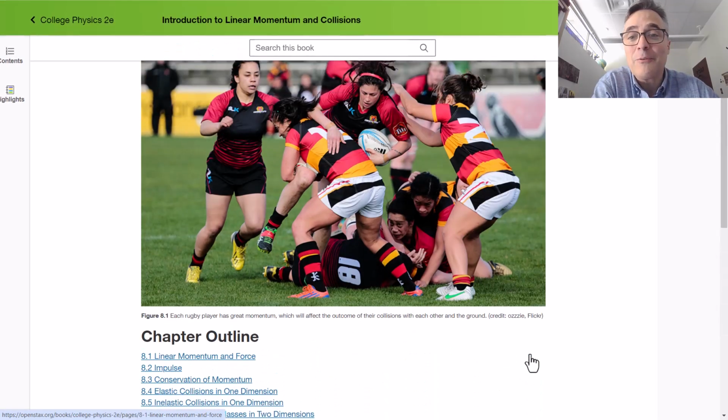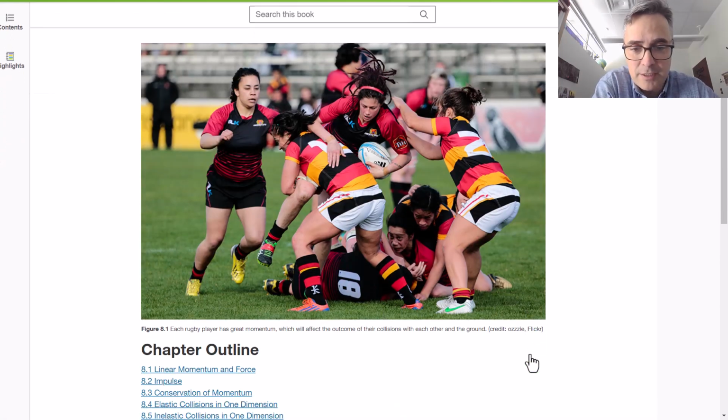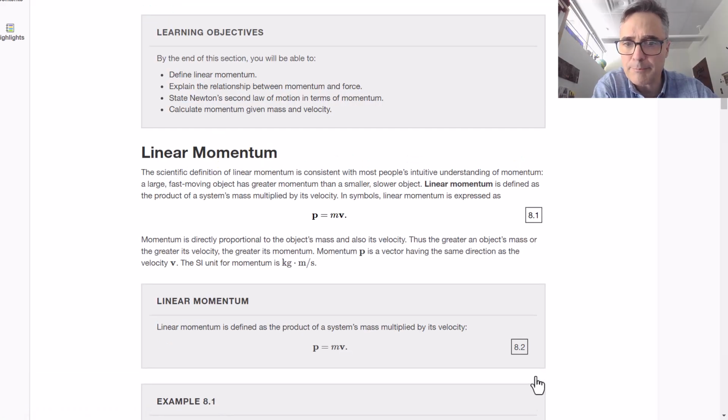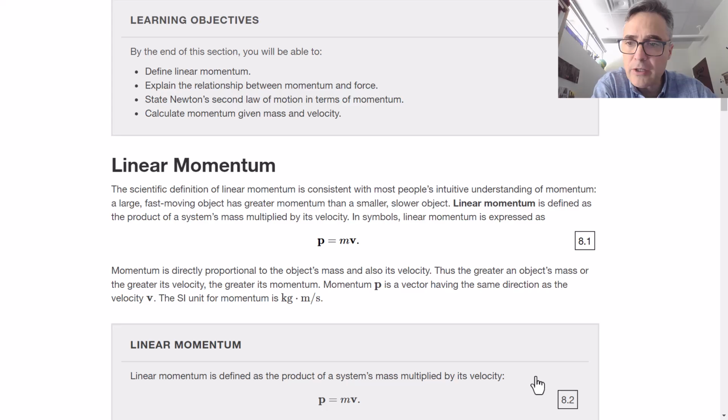So anyway, once again, this book is from Rice University in Houston, Texas, and you can kind of see that there's a bit of that culture coming through. So let's just ignore that, and we'll go on to section 8.1, linear momentum.